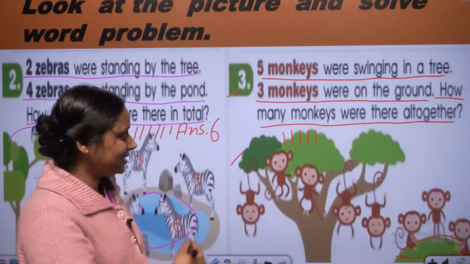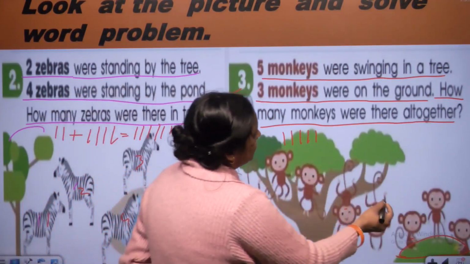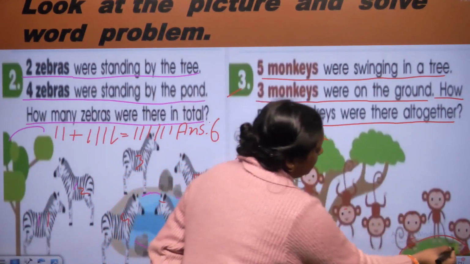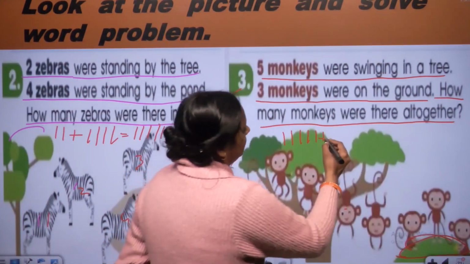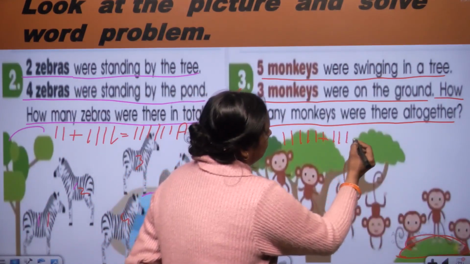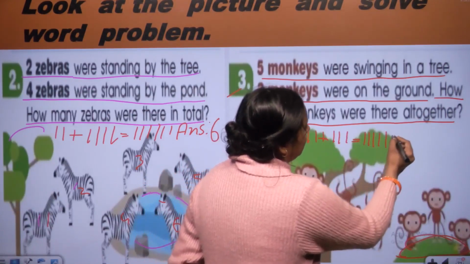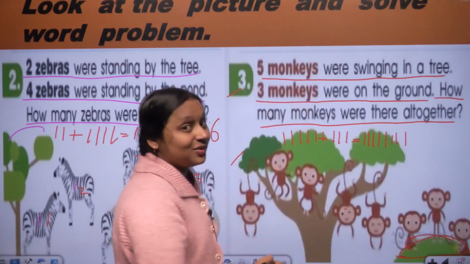1, 2, 3, 4, 5. 5 monkeys here swinging in a tree. Okay. Then 3 on the ground. Okay. Plus 1, 2, 3. Now count the sticks. Okay. 1, 2, 3, 4, 5. 1, 2, 3. Start counting.